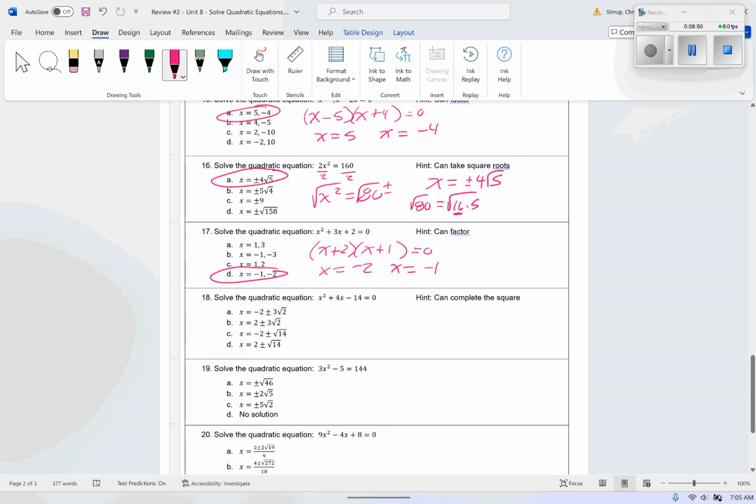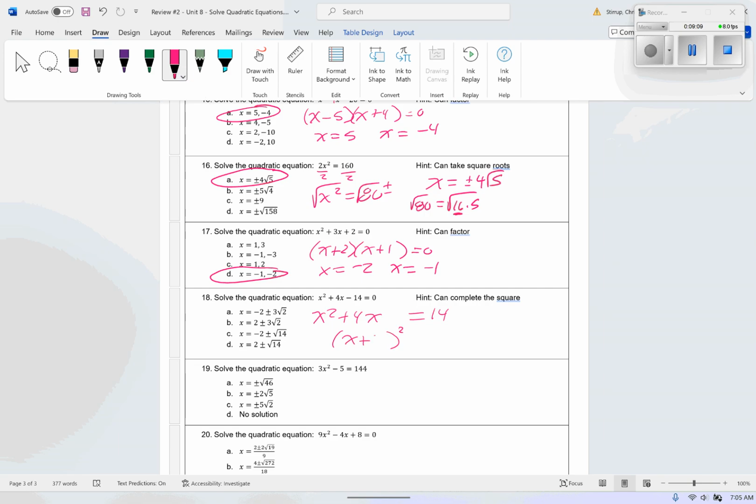This one says use completing the square. Okay, well, let's see that. x squared plus 4x. And if you get stuck on these, you can use the quadratic. Remember, we said the quadratic is your last thing to do. So I'm going to add 14 to both sides to get that. Set up your parentheses. Plus sign comes down.